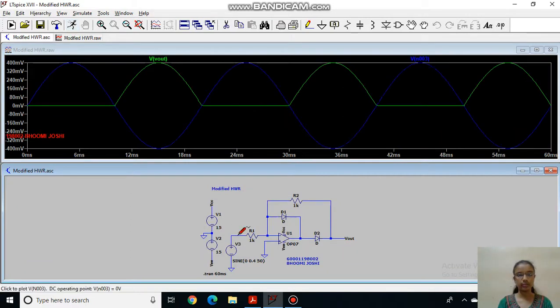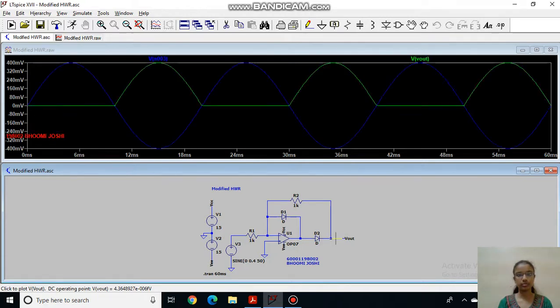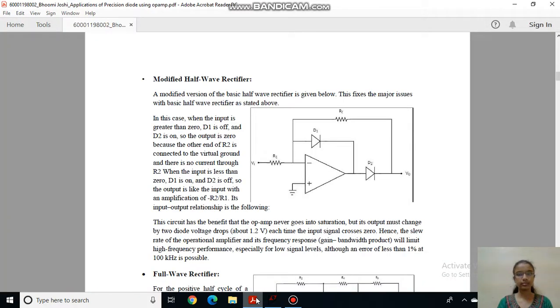So as you can see, my input voltage is 0.4 volt sine wave, and as output, in positive half cycle I am getting 0 volt and in negative half cycle I am getting my output which is same as my input. So in this way part 1 is completed.